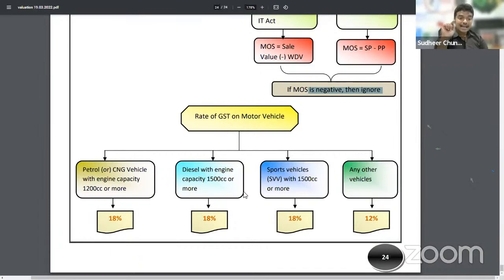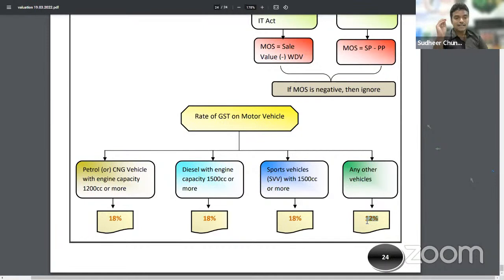But on second-hand motor vehicles, the rate of GST has been reduced. Here I have given, only 12% generally. If CC capacity is 1200 or more, 18%. 1500 or more, 18%. Diesel with engine capacity. This is petrol, this is diesel. For sports vehicles also 18%. Remaining all vehicles only 12%.